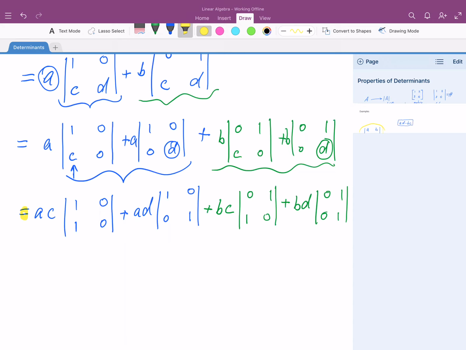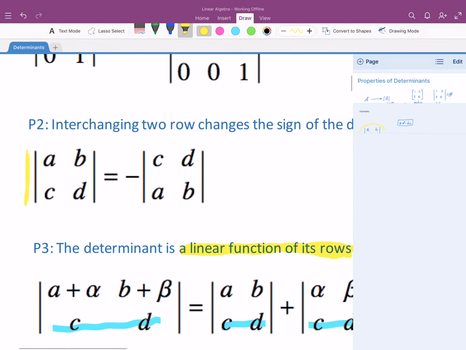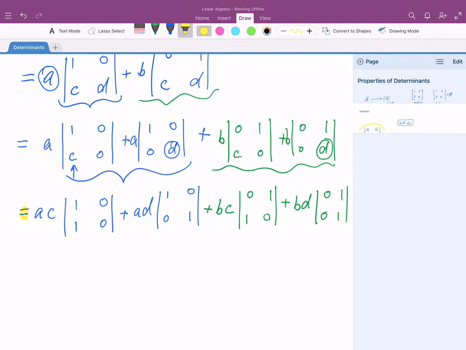Let me remind you of another property. The first defining property, remember, says the determinant of the identity matrix is 1. So if I go back to my example, where is the identity matrix here? Here is the identity matrix. So the determinant of that is 1. So that's going to give AD times 1. Okay, we'll worry about the others in a moment.